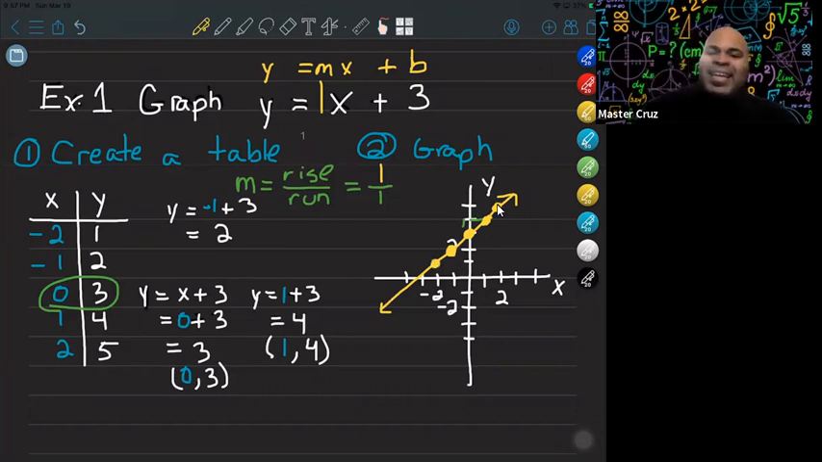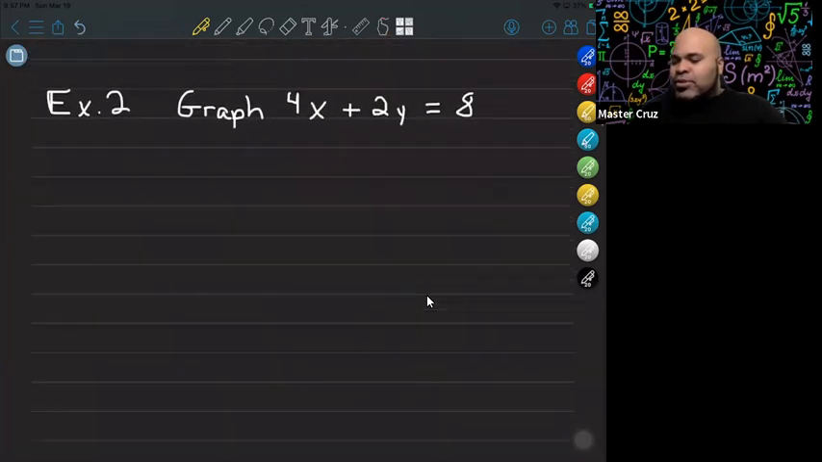So this is the line, in case you didn't know, just by the 2 points, and you could graph it completely. All right, so that's how you graph. You first create a table, and then you plot the points and graph.